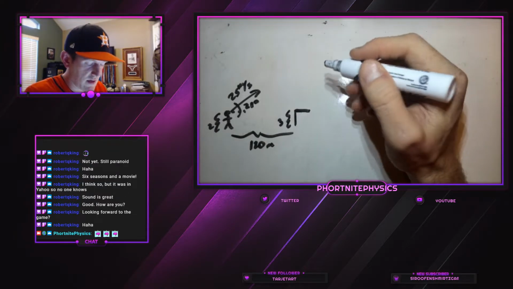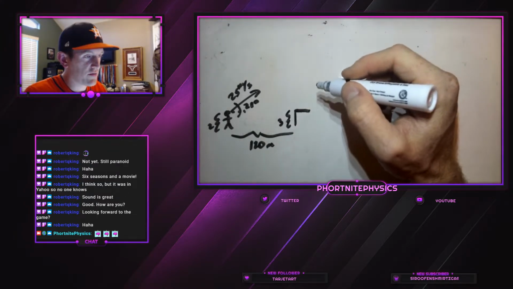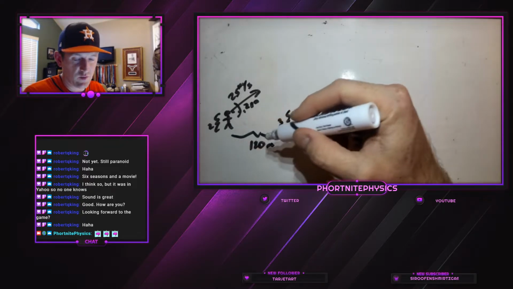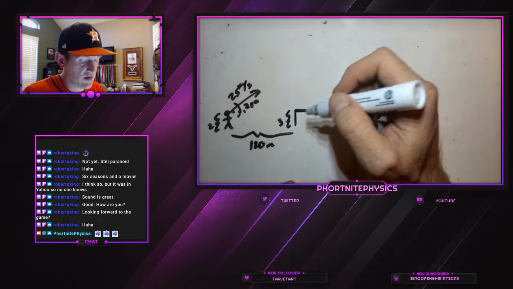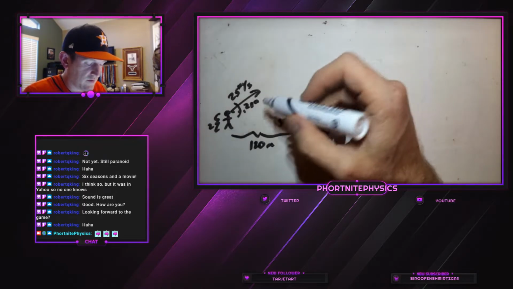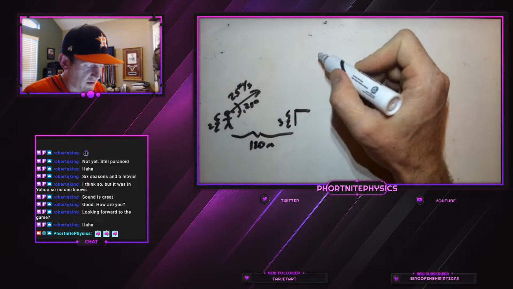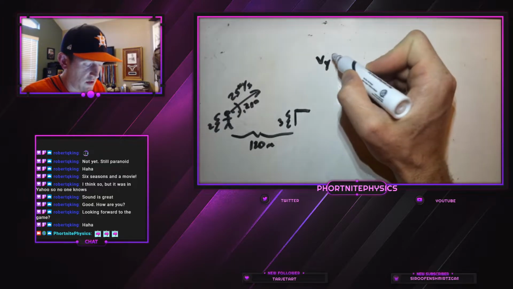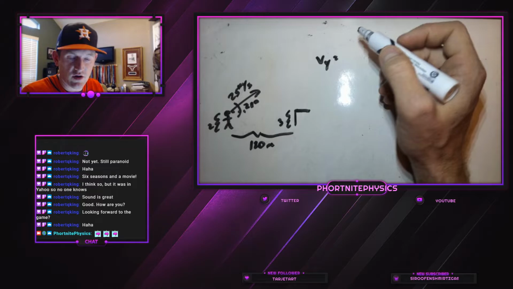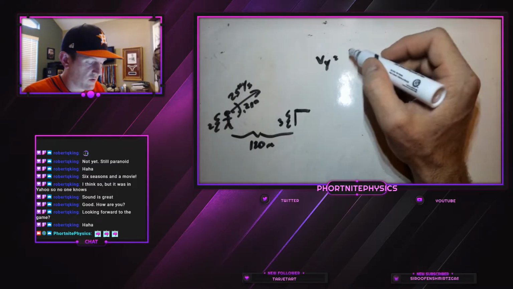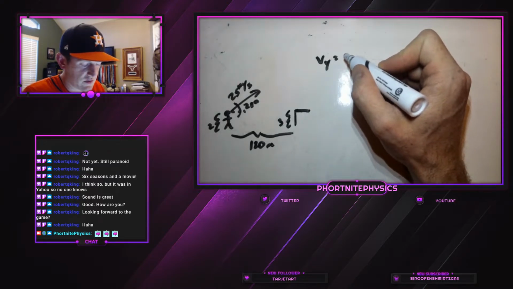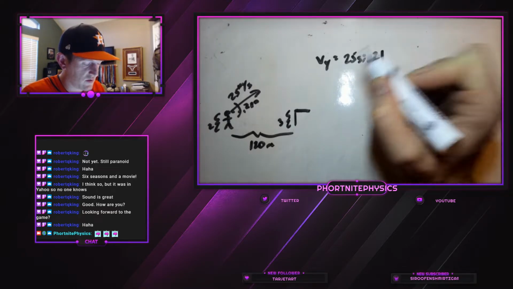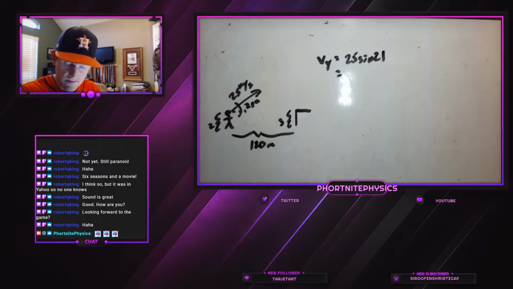Okay, so we have to figure out how long the ball is in the air. We need to figure out how long it's in the air to see if it would actually travel far enough to even get to the wall. So we need our Vy, our velocity in the y direction. As we've discussed before, that is going to be our hypotenuse multiplied by the sine of our angle. So 25 sine 21.